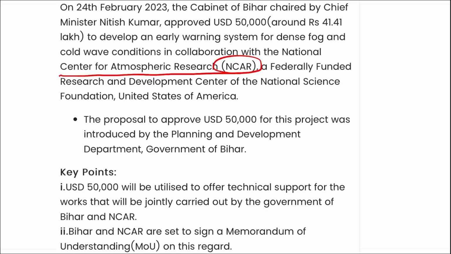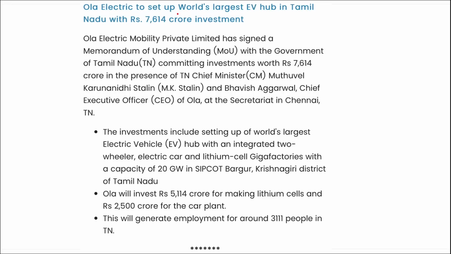Next, you can see that Ola Electric will set up the world's largest electric vehicle hub in Tamil Nadu worth 7,614 crore rupees. I repeat, Ola Electric has recently stated that they will be setting up the world's largest electric vehicle hub in Tamil Nadu, committing an investment of 7,614 crore rupees in the presence of M.K. Stalin, the Chief Minister of Tamil Nadu.